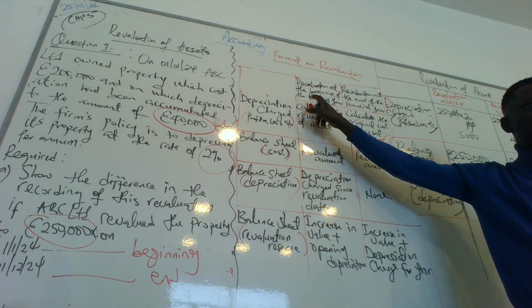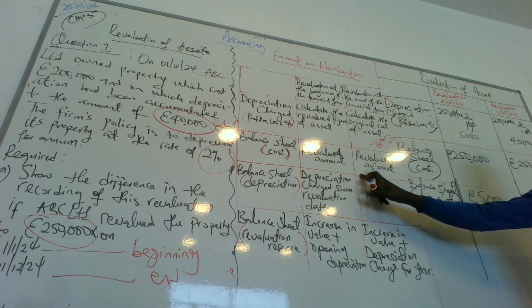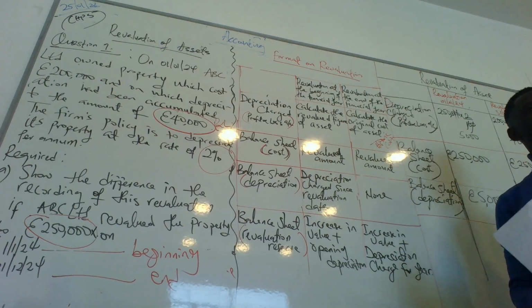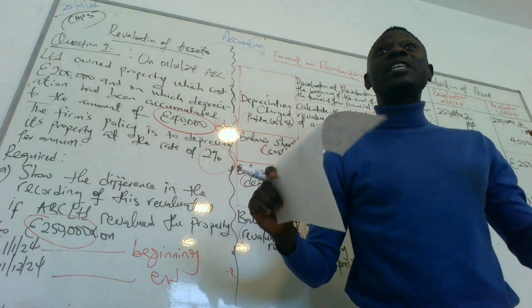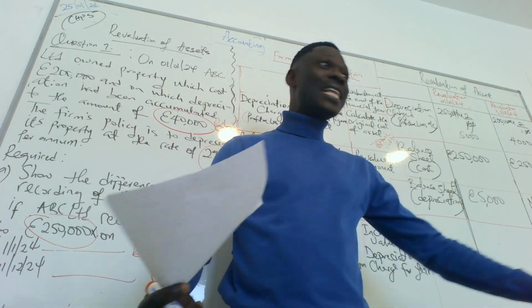Evaluation at the beginning of the financial year, at the end of the year. At the beginning is 1/1/24, at the end is 31/12/24. Why do you put none? None. Why? Because at the end of the year, you don't have depreciation charge anymore. Depreciation is charged at the beginning of the year, not at the end of the year.